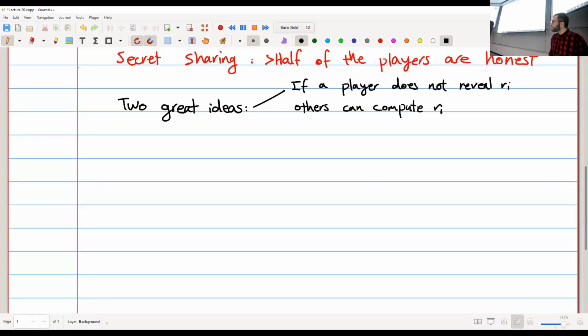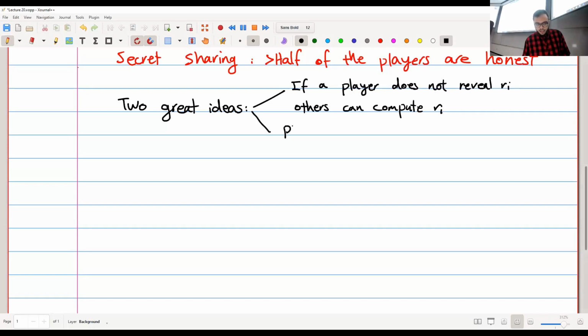This was one of the great ideas. The other great idea we had was that if you wanted to cheat in the secret sharing, you had to cheat in phase one. You had to cheat in giving out the shares and everything. And at that point, it made no sense for you to cheat because you had to decide to cheat at a point where you didn't know anything about the result. So cheating was pointless. So this is the other point that we want to have.